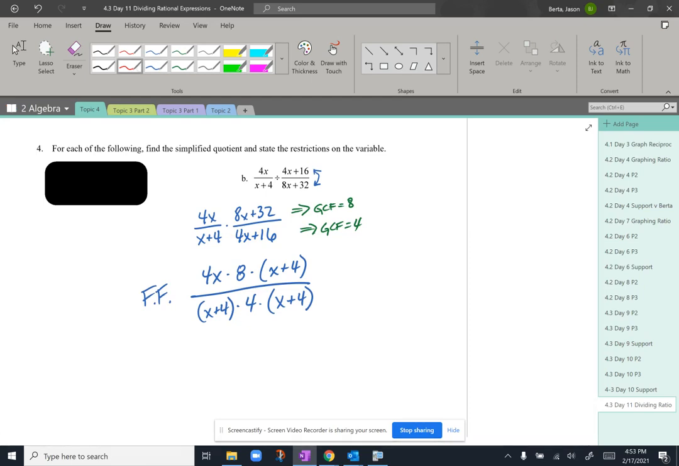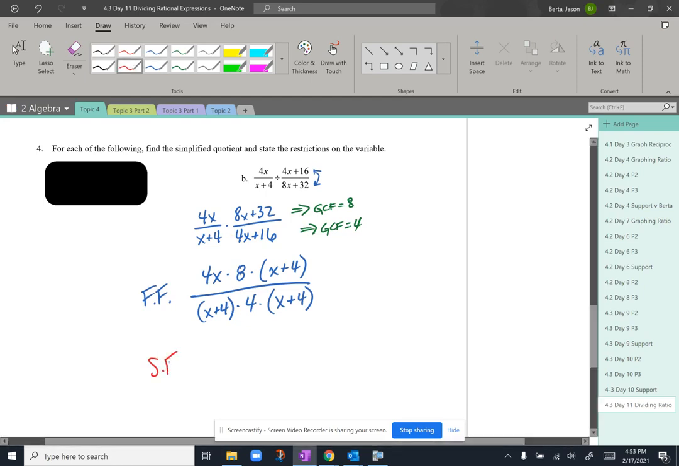When it comes time to looking at simplified form, let's see what we can cancel out in both the numerator and the denominator. We've got an x plus 4 in both the numerator and denominator. We've got a 4 in both. And now that tells me we are left with an 8x in the numerator and an x plus 4 in the denominator. What are those restrictions on x?